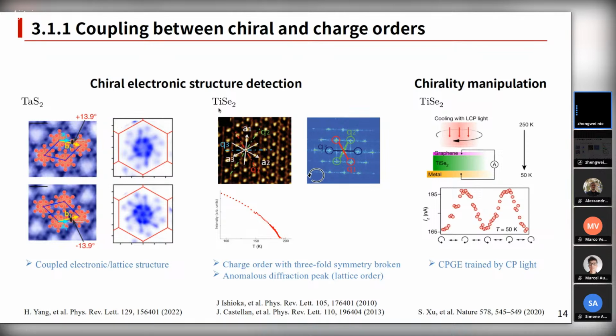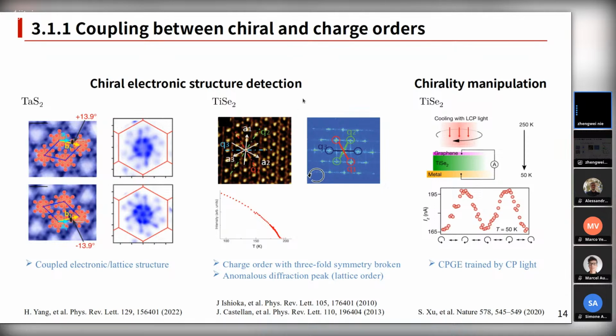And in TiSe2, in this work, the authors did the Fourier transformation for this STM image and found that its intrinsic rotation symmetry is broken, and this diffraction pattern can be either a clockwise or anti-clockwise sequence. It is a chiral charge order. And in its X-ray diffraction studies, the authors found an anomalous diffraction peak implying the emergence of chiral lattice order.